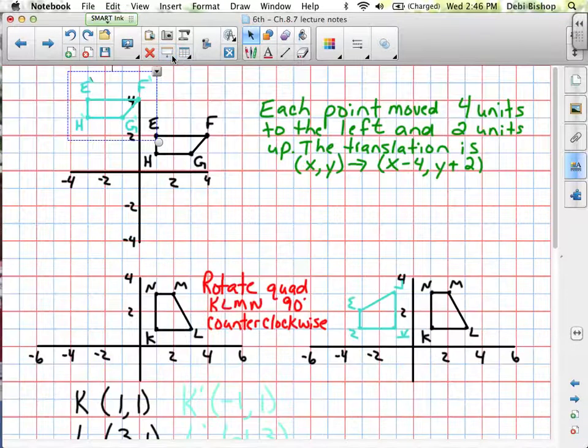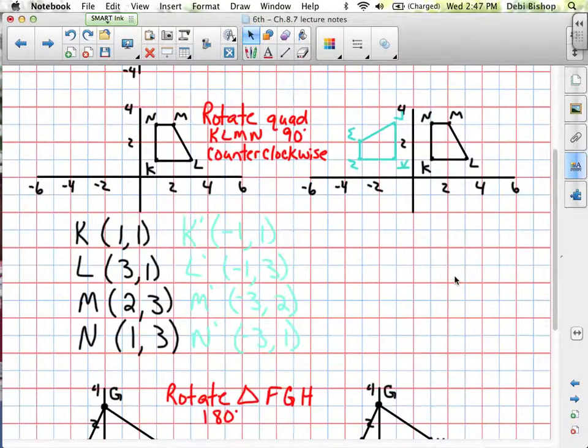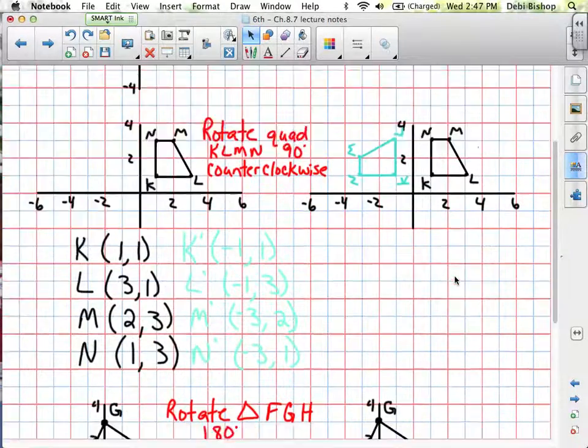I'm going to take the screen off completely. So here we go. If this is our original, we're going to rotate this original quadrilateral, KLMN, 90 degrees counterclockwise. So I kept them here so you could see how I took my image and I turned it 90 degrees counterclockwise. So here you can see my original K was 1, 1. Well, the rule is to switch our x and y and then take our new x coordinate as a negative. So here it is, negative 1, 1 is our new K.